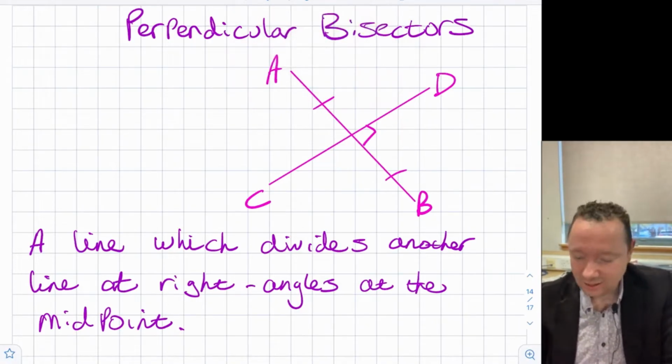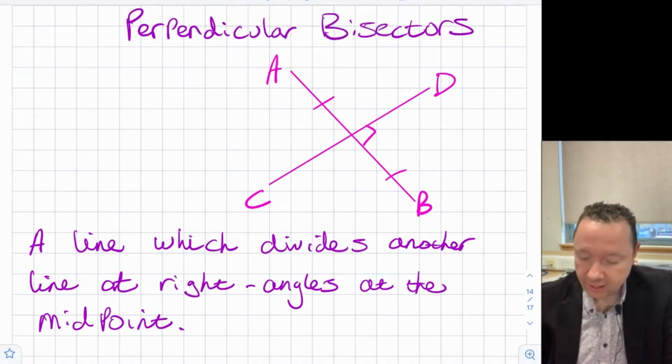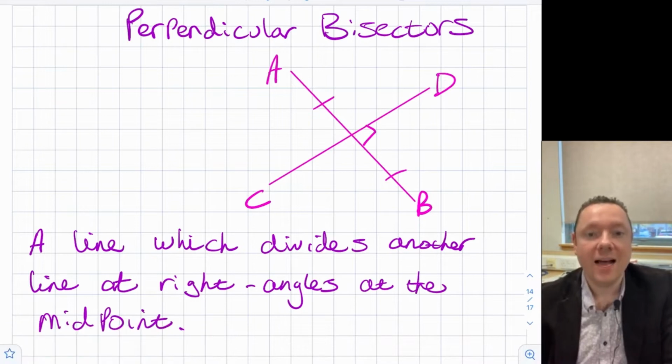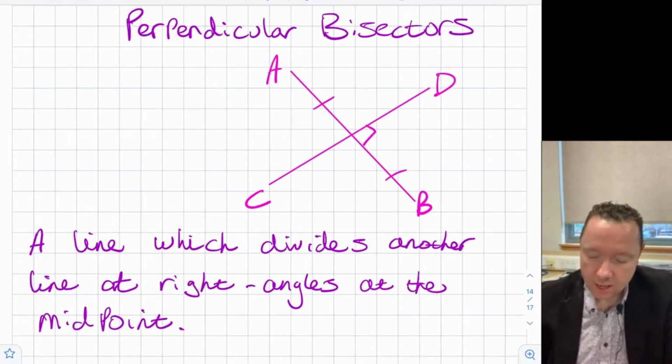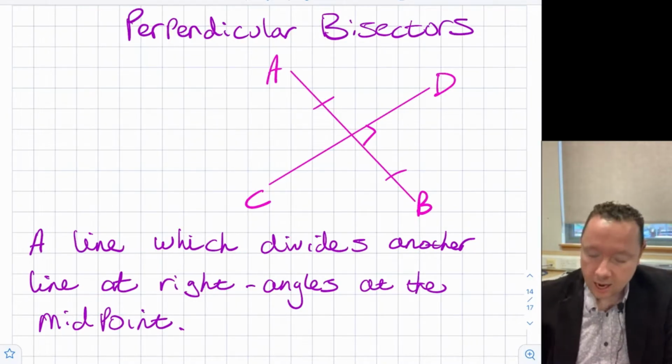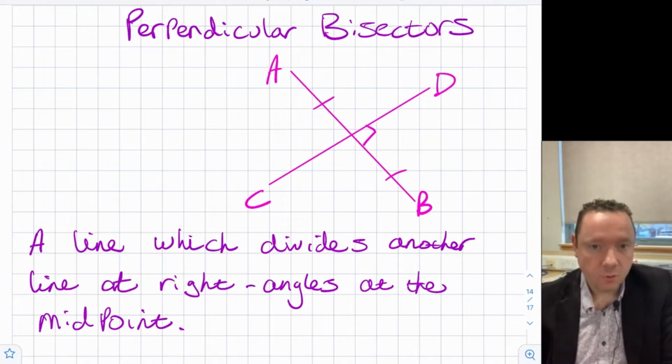What that is defined as is essentially this. If you take any line, let's call it A and B, and we draw another line at right angles, if it cuts it in half, it is called a perpendicular bisector. So it cuts it in half at right angles. That would happen in, say, an isosceles triangle or an equilateral triangle, for instance. And we'll look at a few practical examples of this.